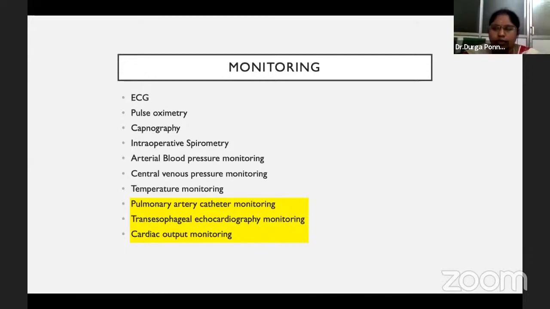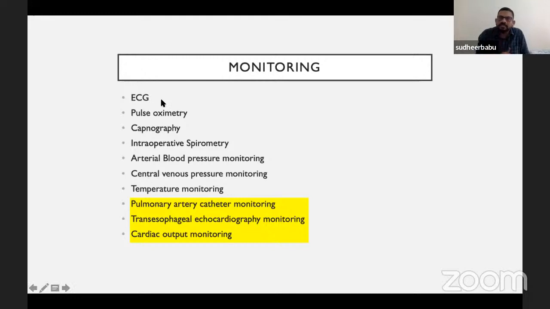TEE monitors continuous real-time function of myocardium, but it is difficult to place in lateral position. TEE can be used in special situations like hemodynamic instability, pericardial effusion, cardiac involvement of the tumor, pulmonary endarterectomy. See, all those things theoretically might be given in the textbook, but practically, PA catheter and TEE are rarely used for thoracic surgeries.